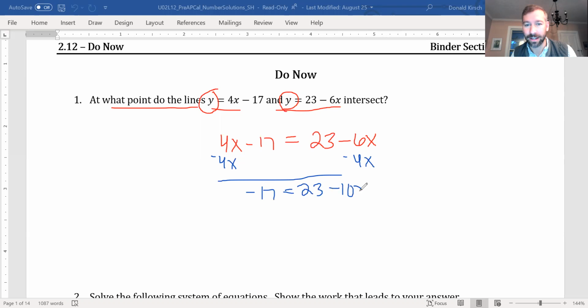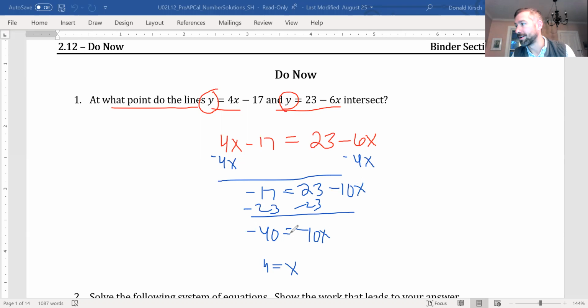And I get negative 10x, and I subtract 23 from both sides. That gives us what? Negative 40 equals negative 10x. Well, divide that by negative 10, and you get 4 as your answer for your x value. Now, that's not going to be everything, because you know we want a point, which is an x and a y value. That's a coordinate pair.